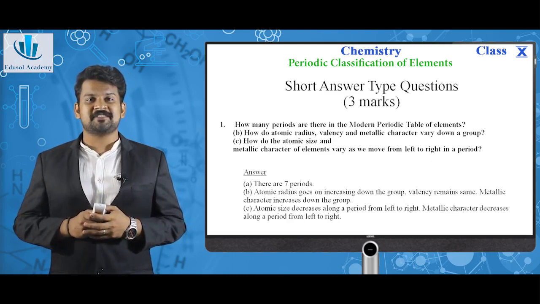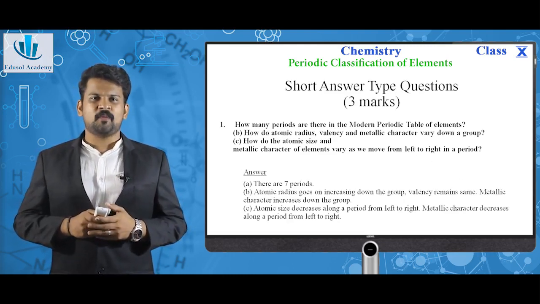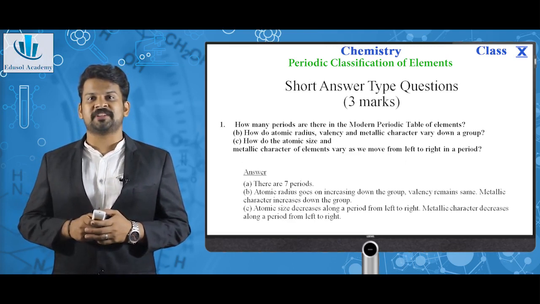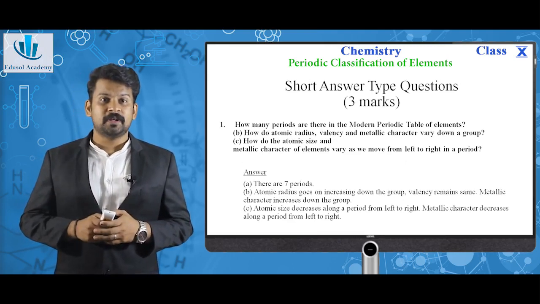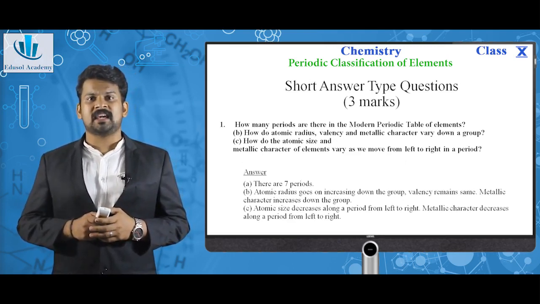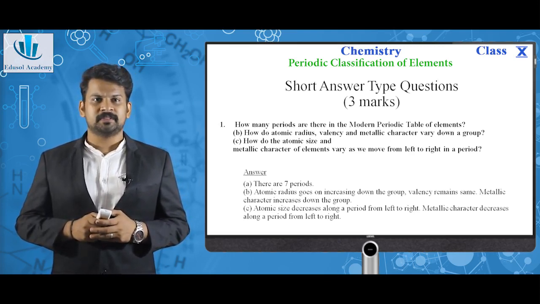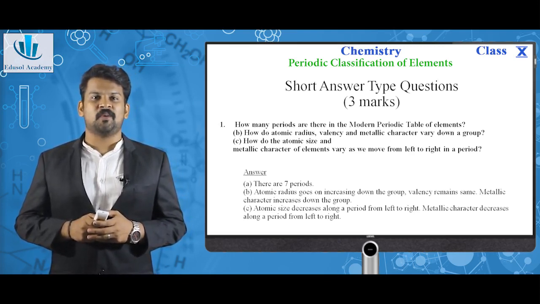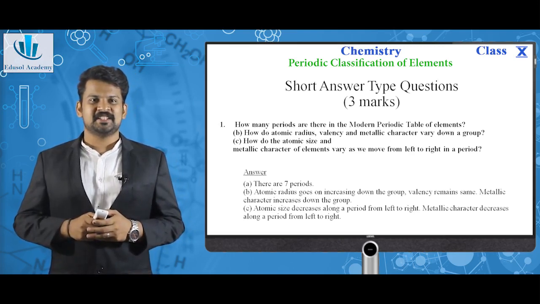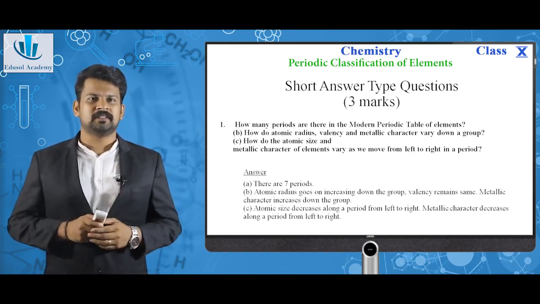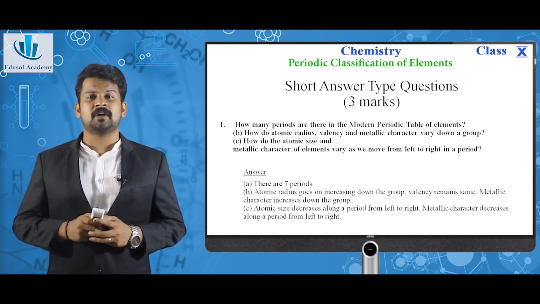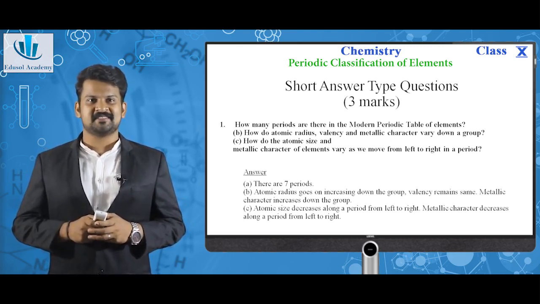Short answer type question, 3 marks. How many periods are there in the modern periodic table of elements? How do atomic radius, valency and metallic character vary down a group? How do the same vary from left to right in a period? So let's answer one by one. There are 7 periods in the modern periodic table of elements.